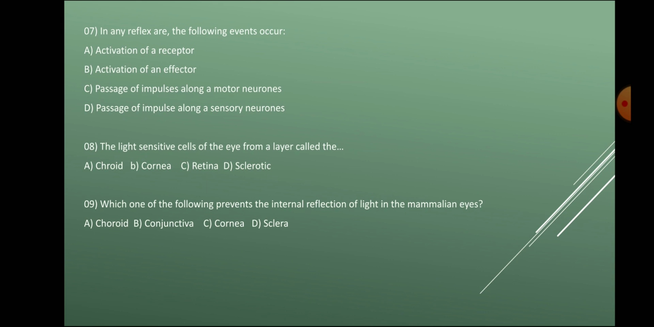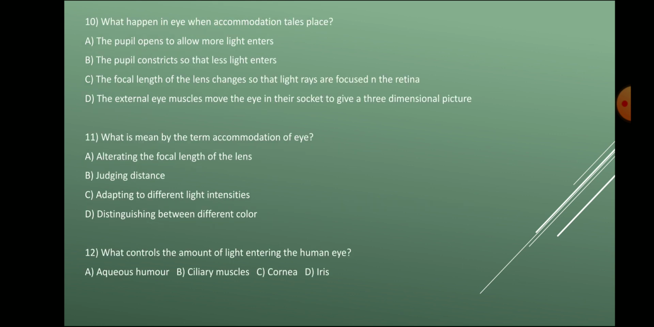Next one, which of the following prevents the internal reflection of light in the mammalian eye? The options are: A, choroid; B, conjunctiva; C, cornea; and D, sclera. So the correct answer is choroid. The choroid helps to change its size, by which it controls the reflection of light in the mammalian eye. So the correct answer is option A.